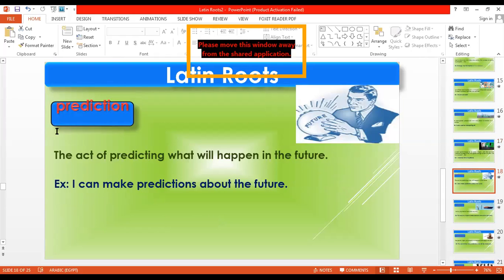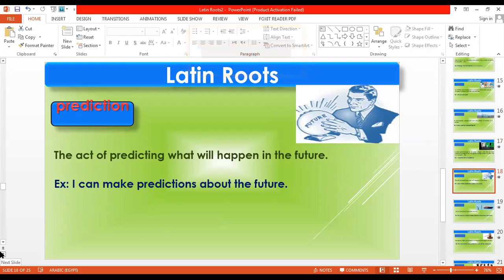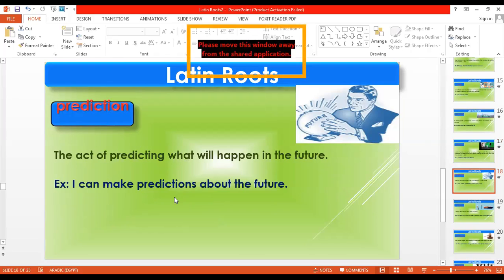Prediction. Prediction means the act of predicting what will happen in the future. So if you are able to predict something that will happen in the future, you make the process of prediction. I can make predictions about the future, means I can predict things that will happen in the future.